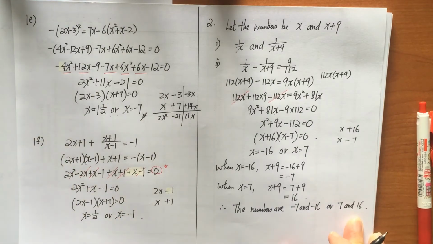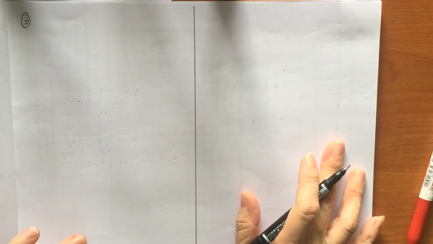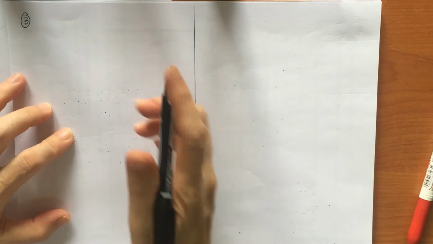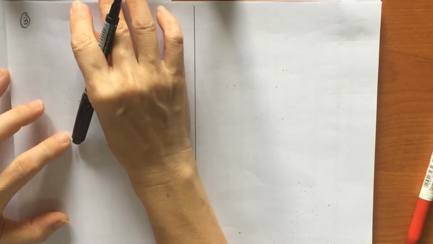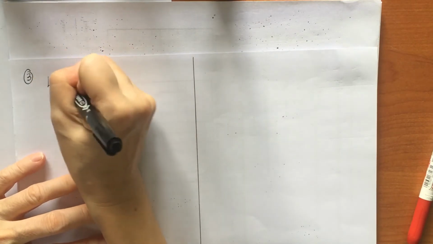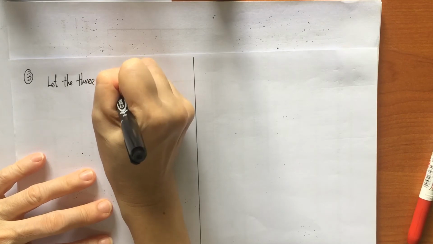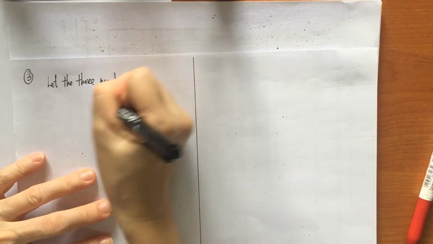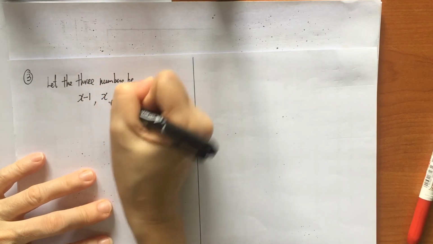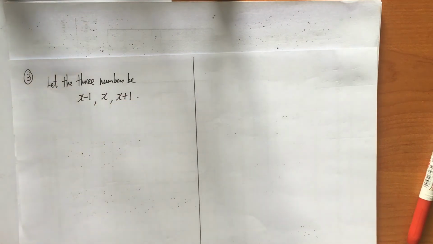This is question 2. Question 3, the product of 3 consecutive positive integers is 120 times their sum. What's the middle number? Okay, I want to make it as simple as possible. I will let the 3 numbers be, okay, one of them is x minus 1. One of them is x. One of them is x plus 1. So that the 3 consecutive numbers.